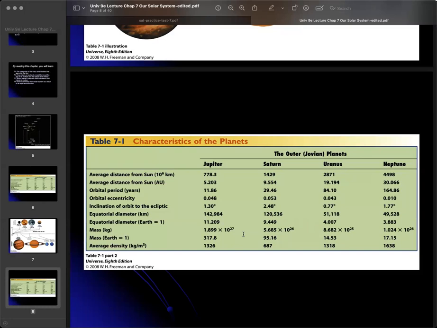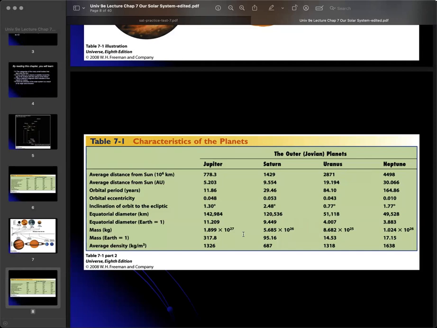Let's look at some other numbers. Orbital periods, as we learned about Kepler's third law, the bigger the orbit, the longer time the planet takes to go around the sun. And so that is shown here. Progressively, the orbital periods get bigger and bigger. Jupiter, 11.86 years. Saturn, almost 30 years. Uranus, 84 years. Neptune, 165 years.